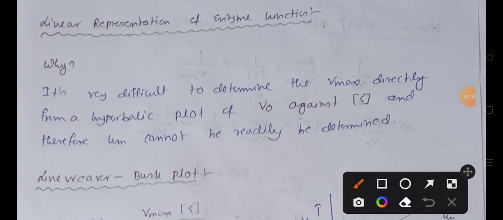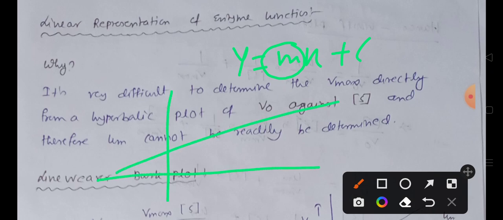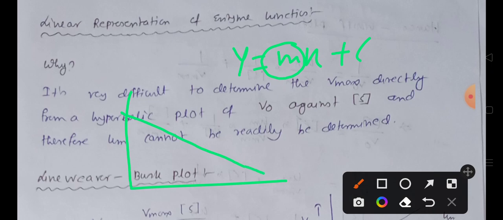Now remember one thing: to represent the Michaelis-Menten equation in a linear form in the graph, we have to write it in the form y is equal to mx plus c, which is the equation for a straight line. Remember, if the value of m becomes positive, then the graph will look like this. And if somehow the value of m becomes negative, then the graph will be something like this. That is the thing you have to remember.